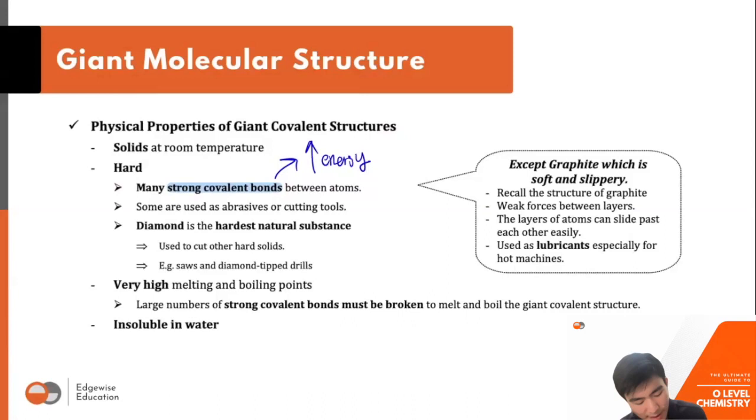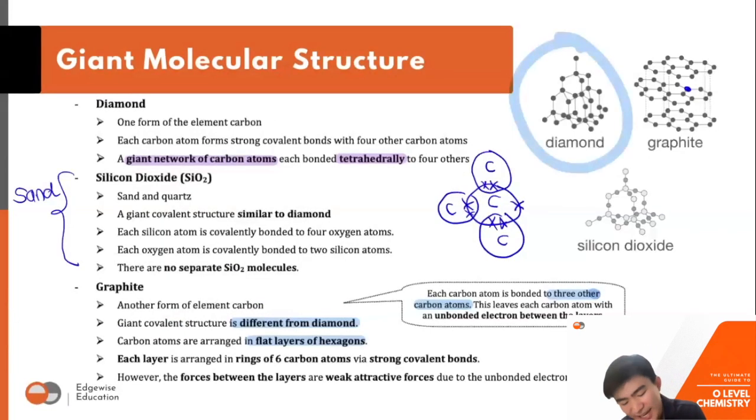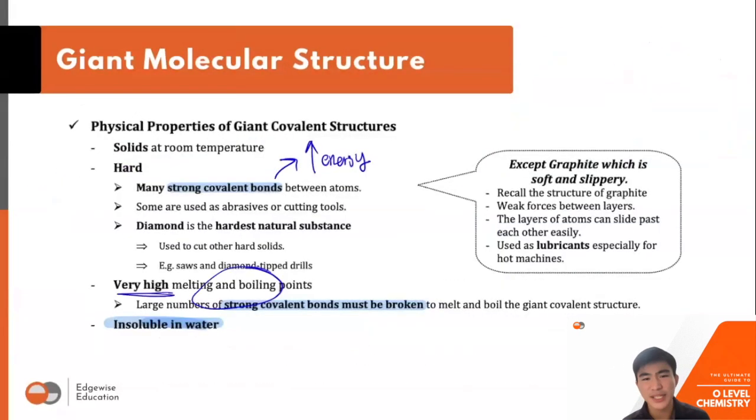Now, they have very high melting and boiling points. Why? You tell me: strong covalent bonds, because a lot of energy is required to overcome or break the bonds. Now, once again, because they are so happy to be in this gigantic structure already, they don't like to be in water. They don't like to dissolve. Hence, insoluble in water.